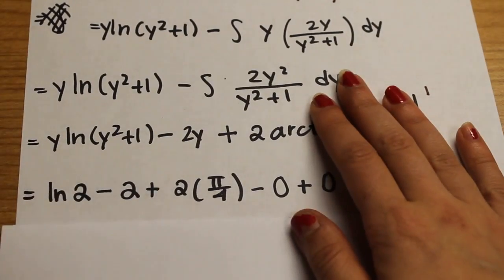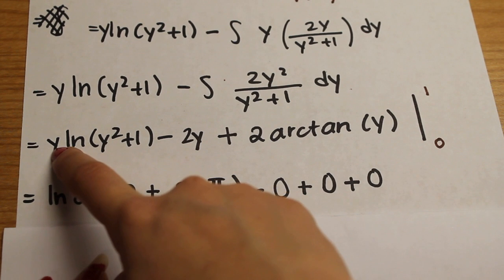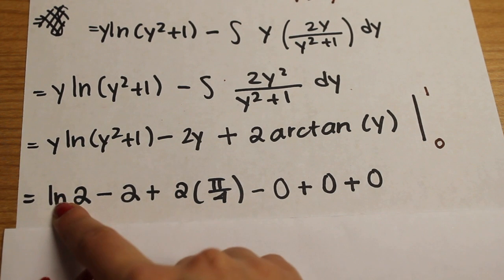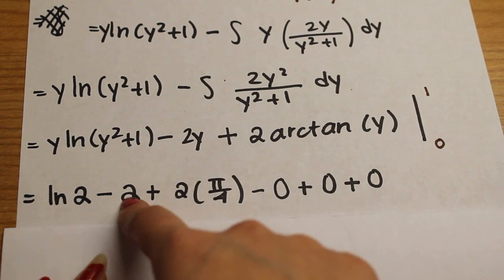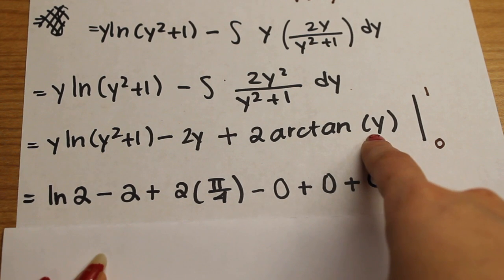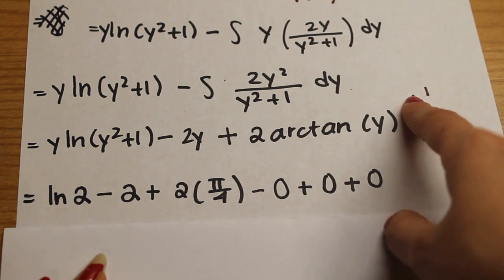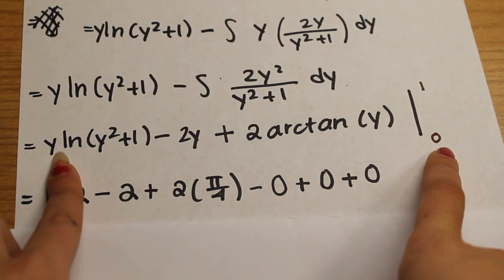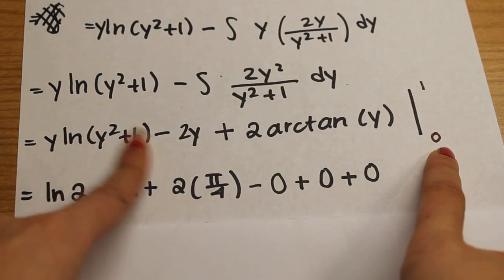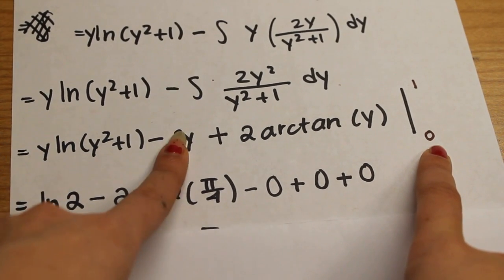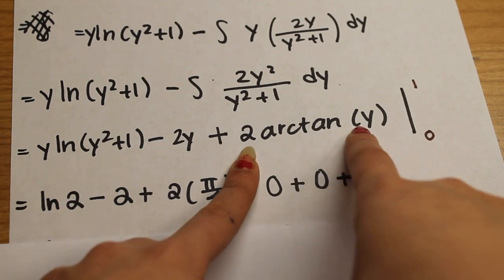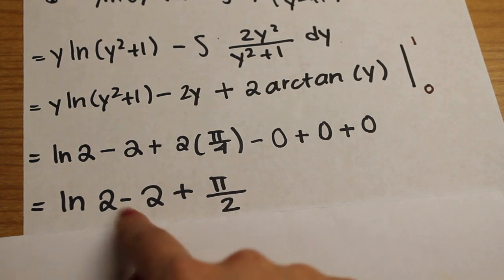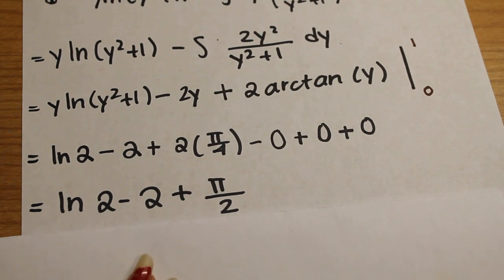When you plug it in, you get 1 as y, so just 1, times ln of 1 squared plus 1, so that becomes ln of 2, minus 2 times 1, which is just 2, plus 2 arctan of 1, and arctan of 1 is pi over 4, so you get 2 times pi over 4. At 0, 0 times anything is 0, so this whole thing becomes 0, plus 2 arctan of 0, and arctan of 0 is also 0. So this whole part is 0. And your final answer becomes ln of 2 minus 2 plus pi over 2, which isn't that bad.